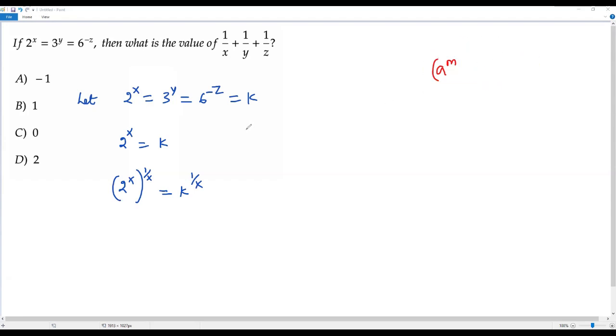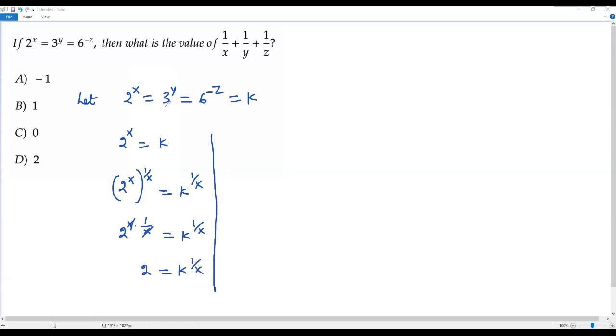So the same thing we have over here. We have base 2 and exponent x, and for the complete expression we have the exponent 1 over x. Now we can multiply the two exponents over here. Then I'm getting 2 to the power of x times 1 over x equals k to the power of 1 over x. Here x will cancel out. I'm getting 2 to the first power. 2 to the first power is just 2, equals k to the power of 1 over x.